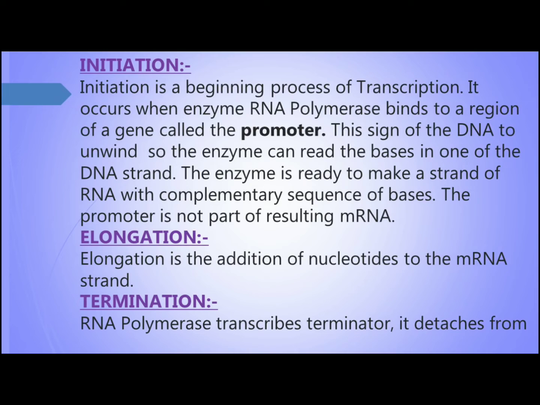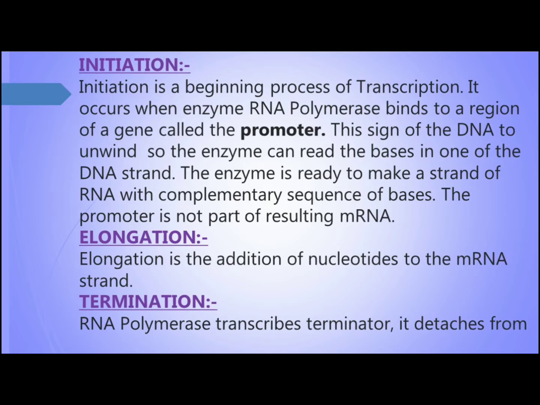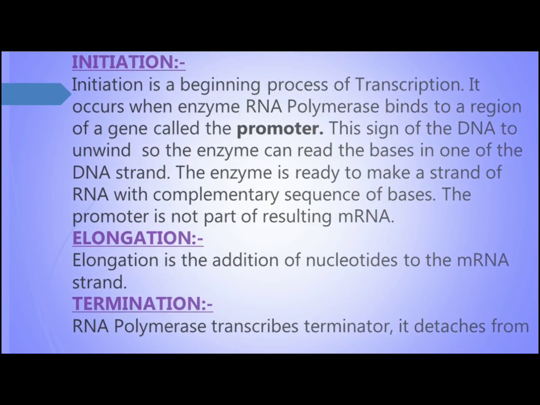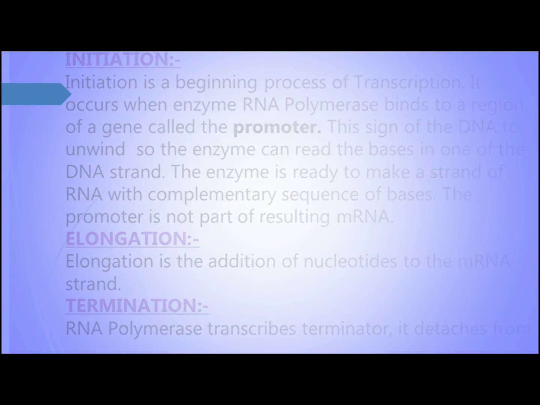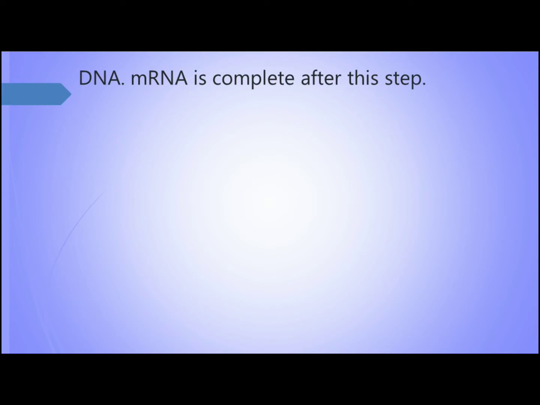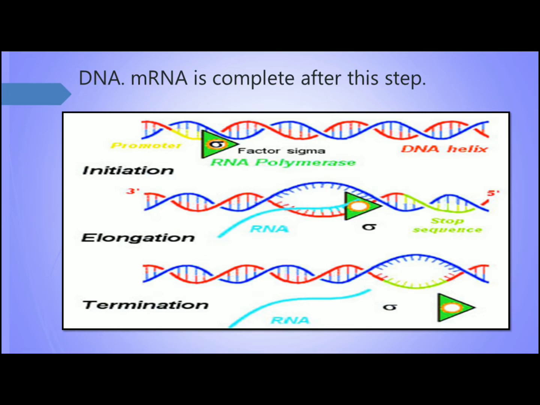Initiation. Initiation is the beginning process of transcription. It occurs when the enzyme RNA polymerase binds to a region of a gene called the promoter. This signals the DNA to unwind, so the enzyme can read the bases in one of the DNA strands. The enzyme is ready to make a strand of RNA with a complementary sequence of bases. The promoter is not part of the resulting mRNA.